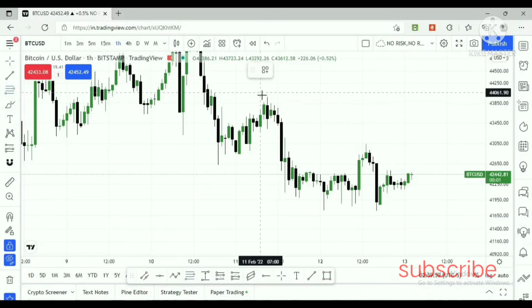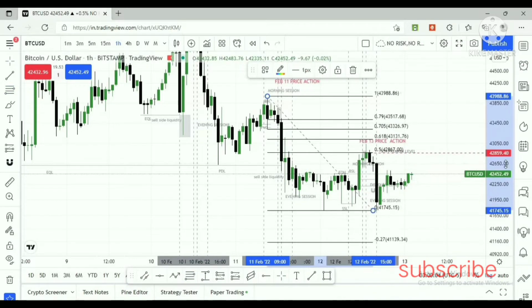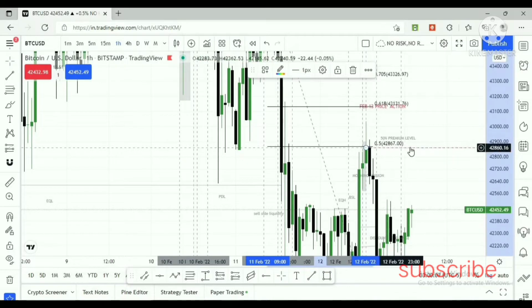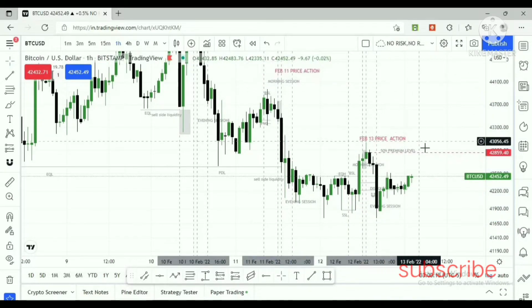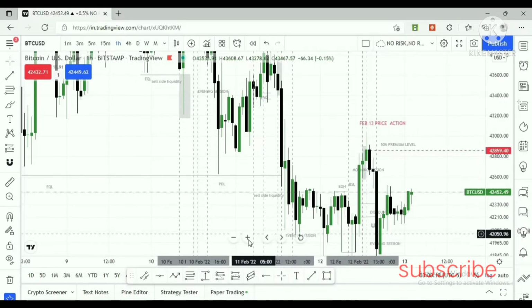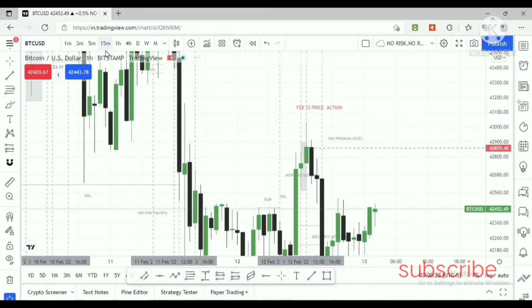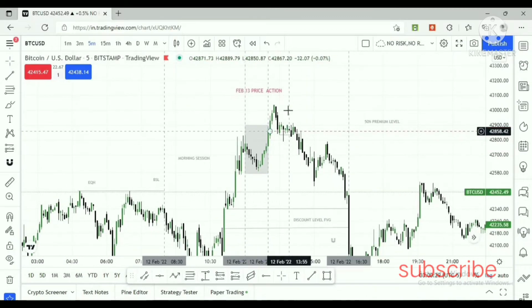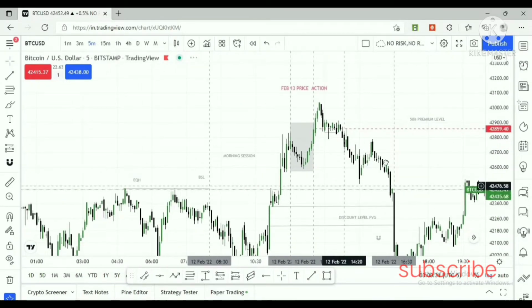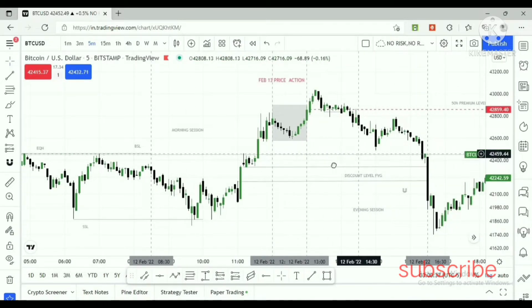See guys, 50%. These are my red lines. The red line is the 50% premium level, the 50% of the fib level. That is my confirmation. After price reaches this level, price will fall. At the same time, we have a fair value gap below in the discount level. This is my target level.